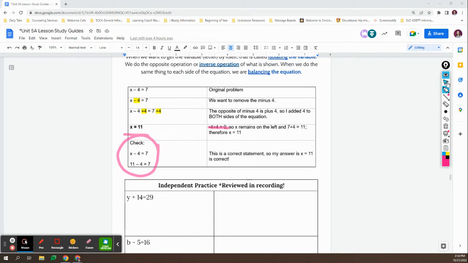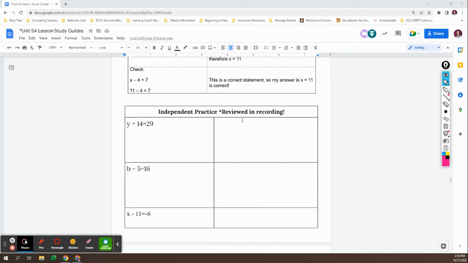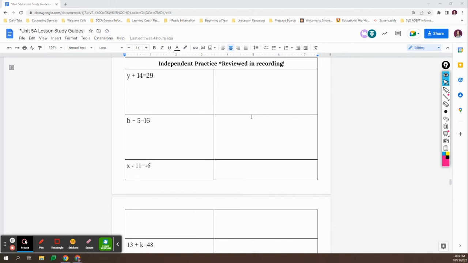minus 4 is 7. So now if you want to pause the recording, you can try out these independent practice problems, and I will go through them after you finish solving them.